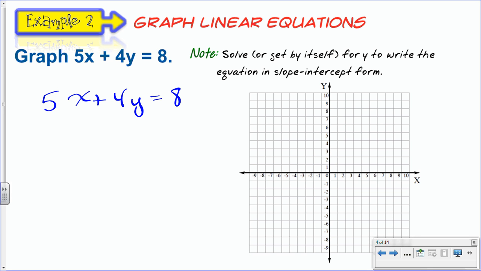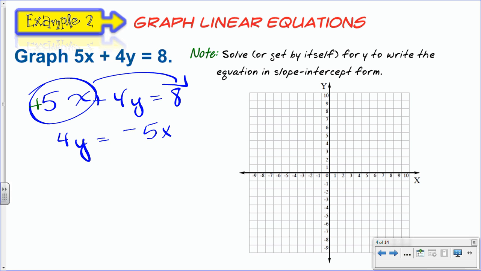What do I move first, guys? Why would you move the 4y if you're trying to get y by itself? You're going to have to move it again. Understand? All right, so what would you move? I'd move the 5x. Move it over there, it turns into what? Turns into a negative, right? It's positive now. If I move it to the other side of the equal sign, it turns into a negative 5x.